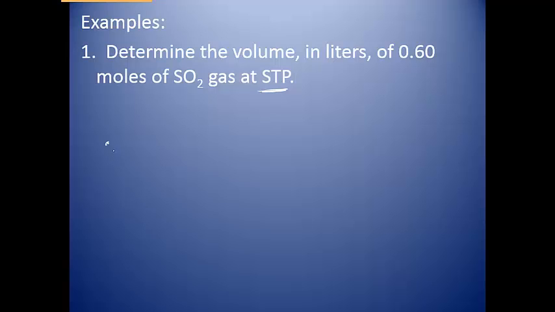So we always start with what we're given. We're given 0.60 moles of our sulfur dioxide, and we want to convert that to a volume. And that is going to be using our new conversion on the previous screen. That 1 mole of any gas is equal to 22.4 liters if we're at STP, which we are. So in this case, we're going to be able to cross out our moles and get liters of SO2, the volume that is filling up.